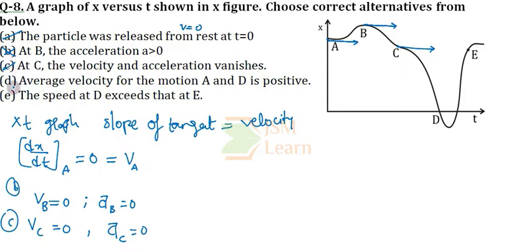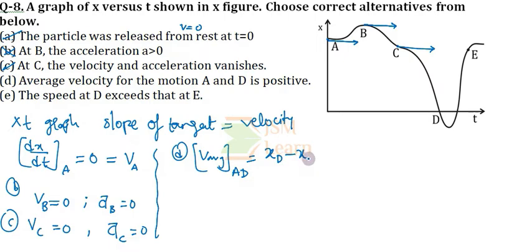Next, coming to option D. In order to understand option D, first you should know what the average velocity is. Average velocity between A and D, they are asking us. Let us check whether it is positive or negative. We know the average velocity formula: final position minus initial position, divided by delta t. In the A to D motion, the final position of the particle is x_D, minus the initial position. The particle was started from rest at t equals 0, that is point A. So x_D minus x_A by delta t.